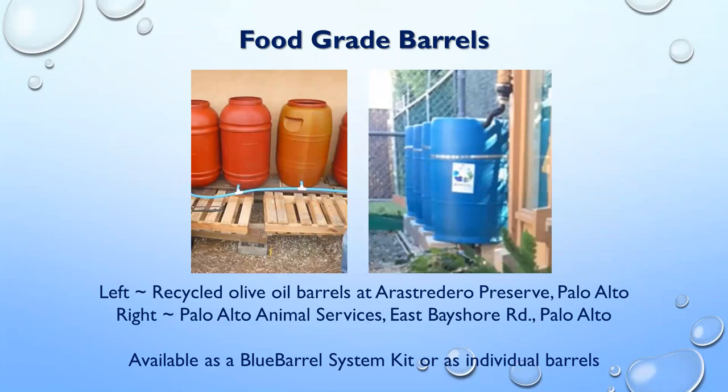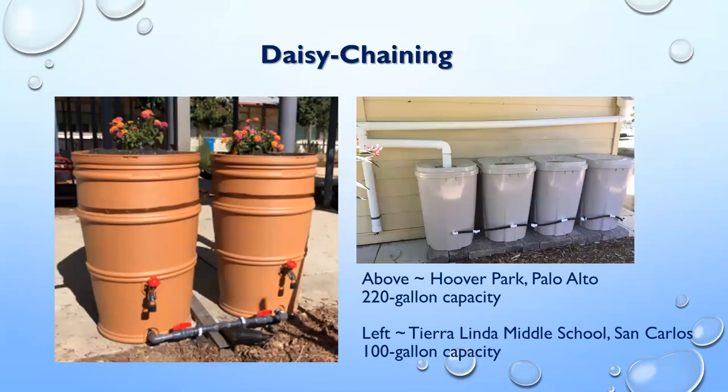If you're really into recycling, which is great, love it, you can do food grade barrels. So on the left, we have some recycled olive oil barrels. These you can find at Arrascadero Preserve. We saw the picture in the earlier slide of the full system finished. On the right, these are blue barrels. Both of these systems here are actually daisy chained together. You don't have to daisy chain a food grade barrel. You can do it individually as just one standalone barrel, and you can paint them. If you put a primer coat on them, you can paint them and have them blend into your garden. But if you decide you want a little higher capacity, you can daisy chain.